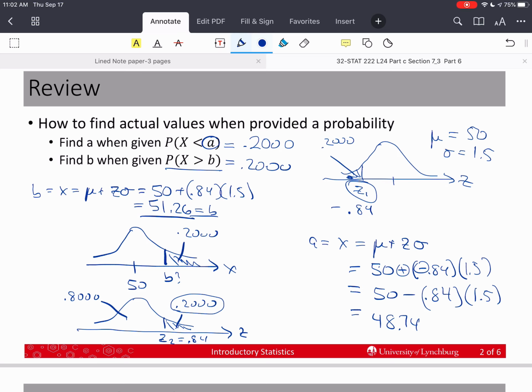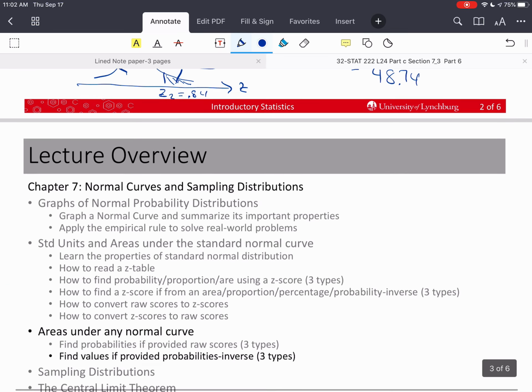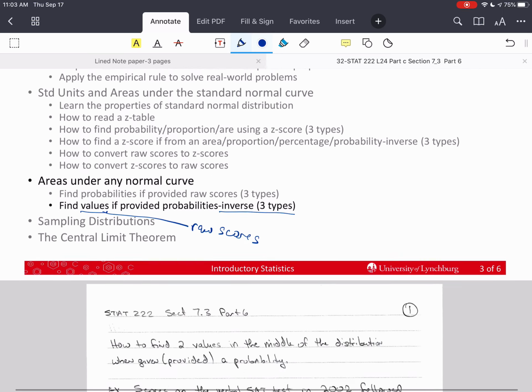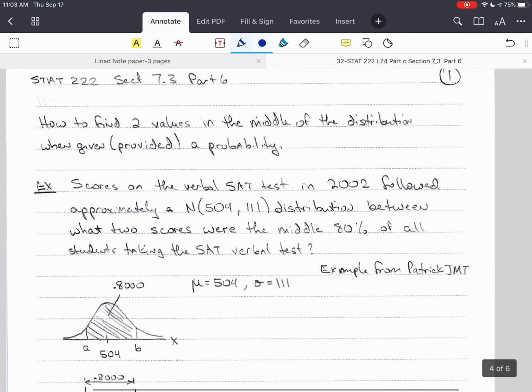Today in this video we're going to look at something a little more complicated for most students, but it's really not, as long as you understand the problem. So we want to find values, not one value, but two values or raw scores, if we are provided probabilities. This again is an inverse type of problem like we just showed in the review. So how to find two values in the middle of the distribution when we're given a probability.